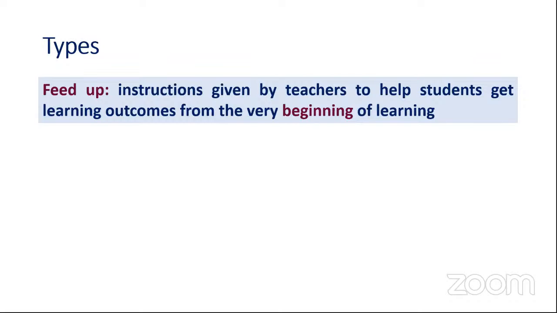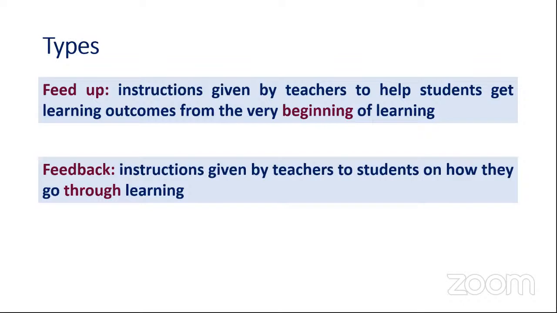the learning process. We have another type, which is feedback. This refers to the instructions given by teachers to students on how they go through the learning. As they go through the learning process or the learning journey, we keep giving them advice, guidance, monitoring. We collect the general or the repeated mistakes, and we reteach them the content, the knowledge. We help them to develop their skills, to practice something, to modify their attitudes. We do that through the learning process.